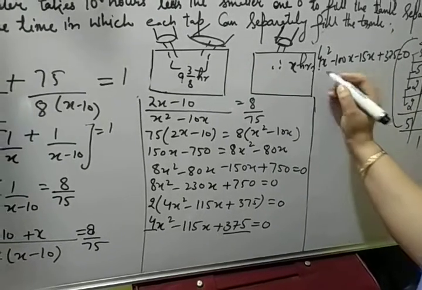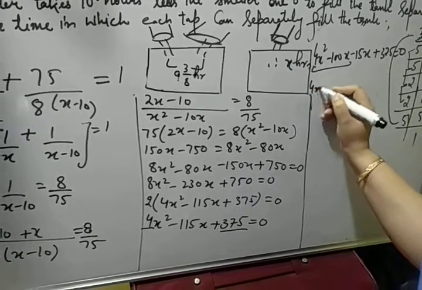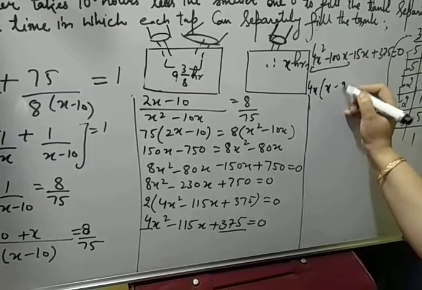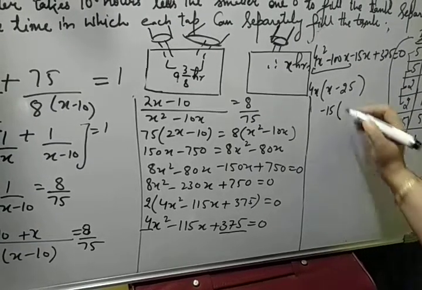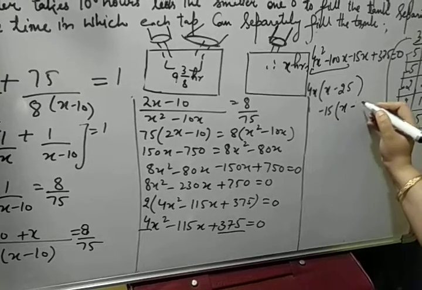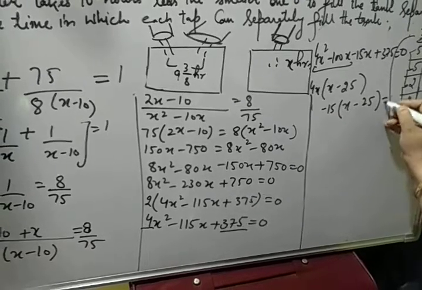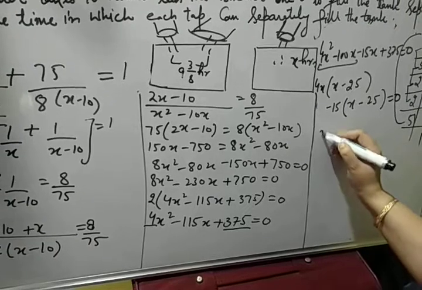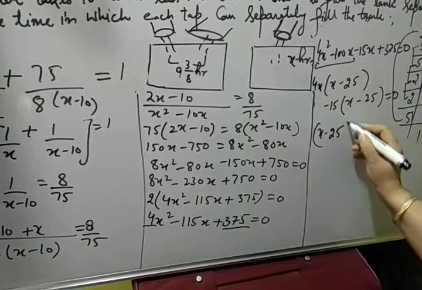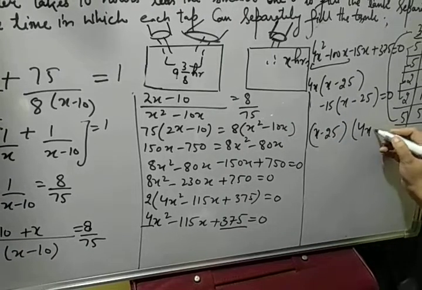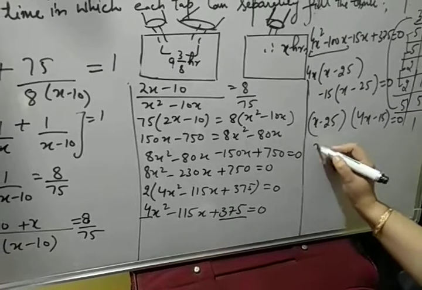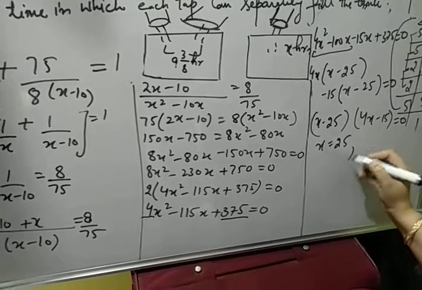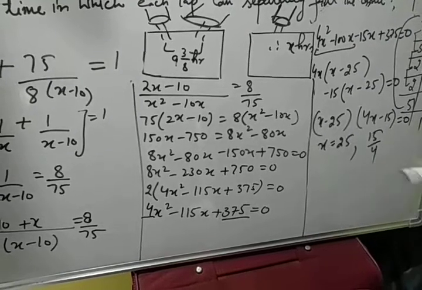Now what is common between these two terms? 4x is common. What is left? x minus 25. Minus 15 is common. x minus 25 is left. So x minus 25 is common and 4x minus 15 is left, which is equal to 0. It means the value of x is equal to either 25 or 15 upon 4.